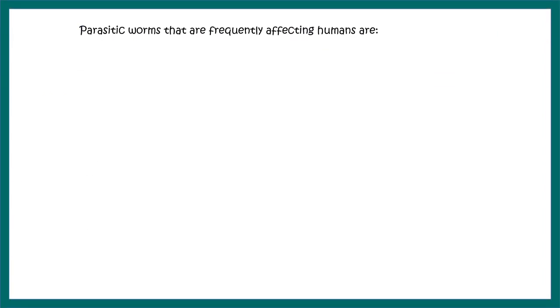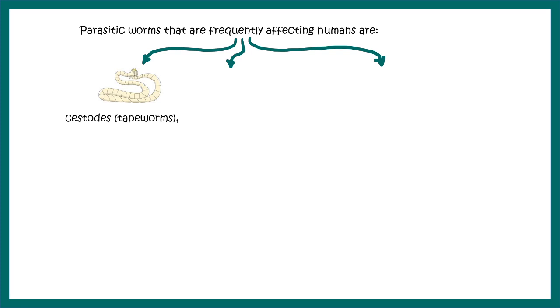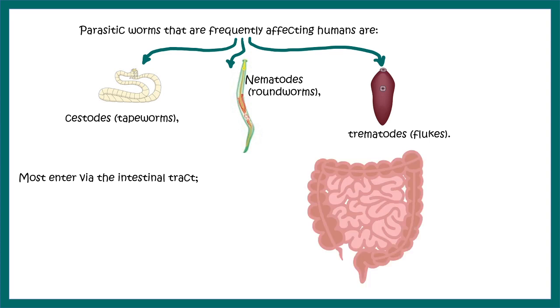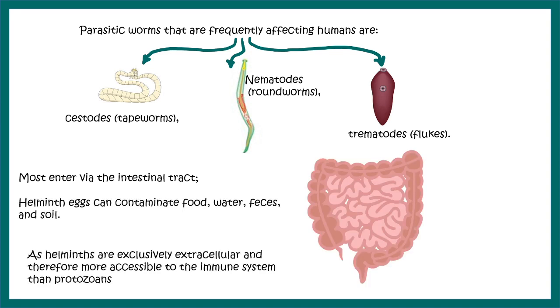Now let me tell you that parasitic worms or helminths which frequently affect humans can be broadly classified into three groups. First, the cestodes, which are the tapeworms. Second, the nematodes, which are the roundworms. And then trematodes, which are the flukes. Generally, they enter our body via the intestinal tract and they can contaminate food or water, and they can come from the fecal matter of an infected person.